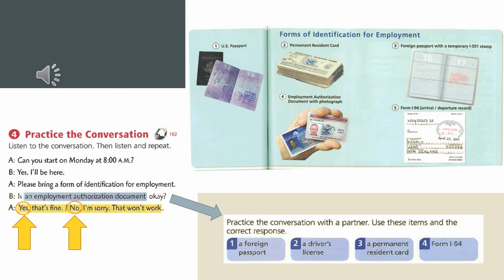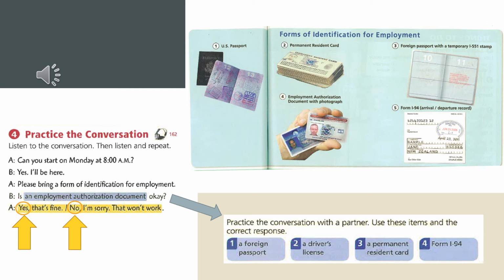Practice the conversation at home. Use the items and the correct responses. Look at numbers 1 through 4 and the new phrases in blue. Person B will use the numbers and the words in the blue boxes in the conversation.